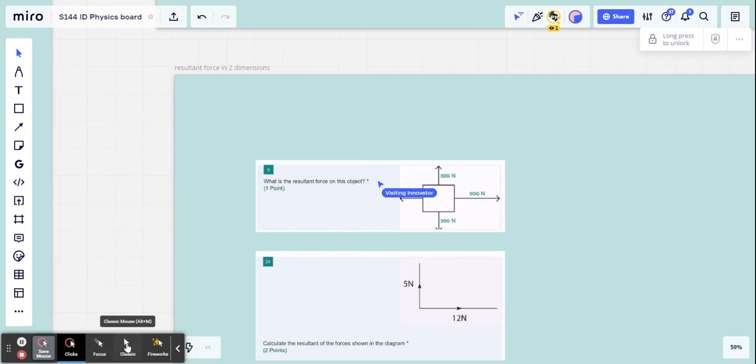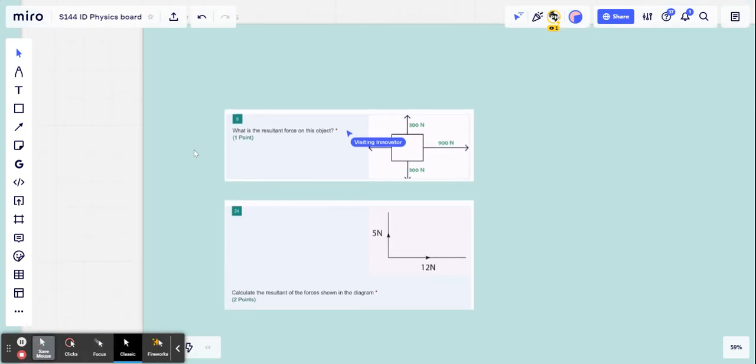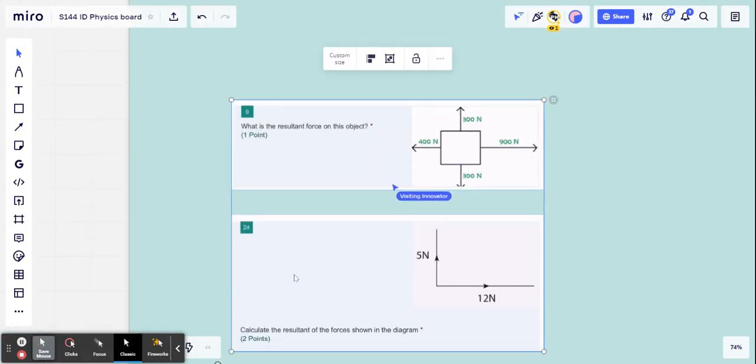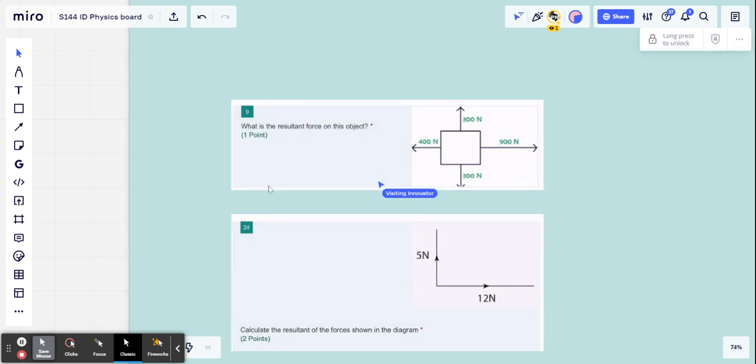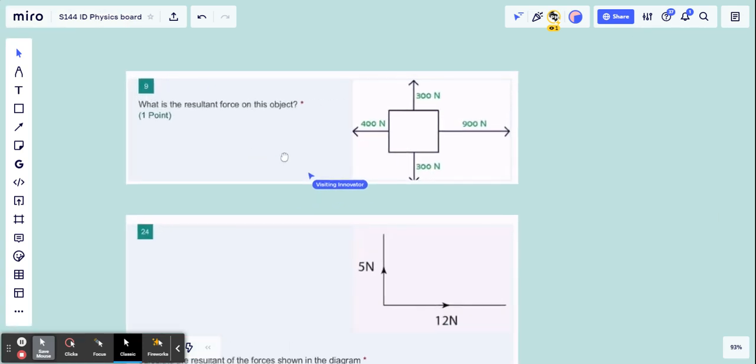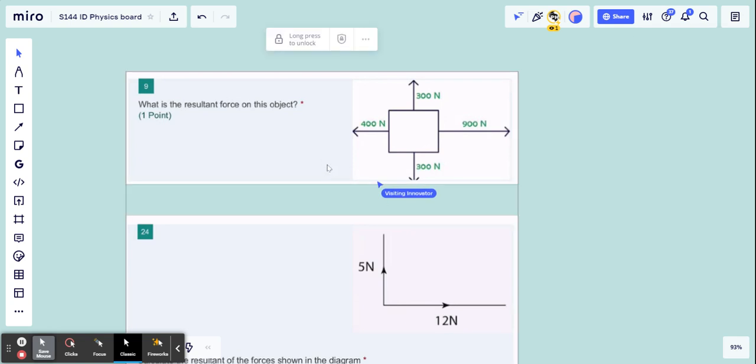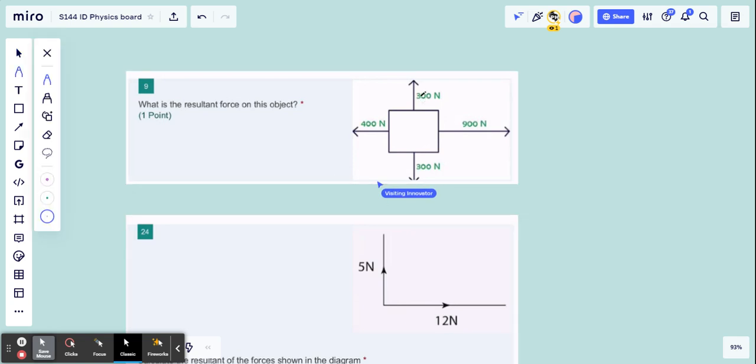Right. So we're looking at resultant forces in 2 dimensions. Now, in this first one, it's actually quite easy because the up and down force cancel out. So we've got 300 cancel out with 300, and then we did 900 take away 400, and so we've got a force to the right of 500 newtons.